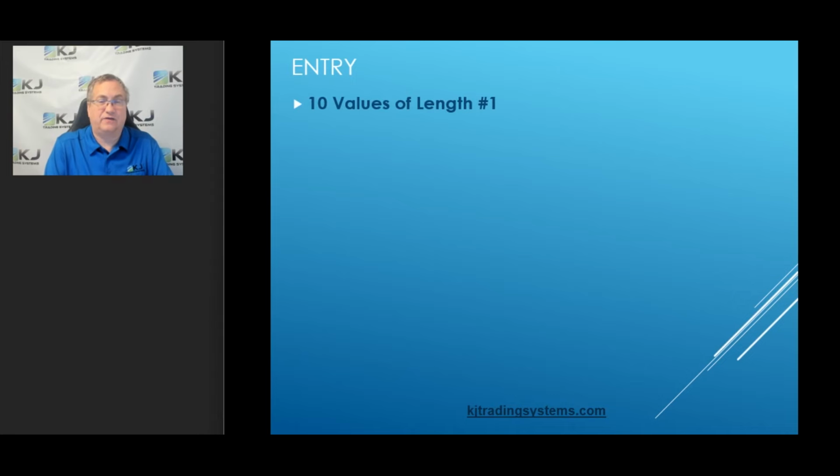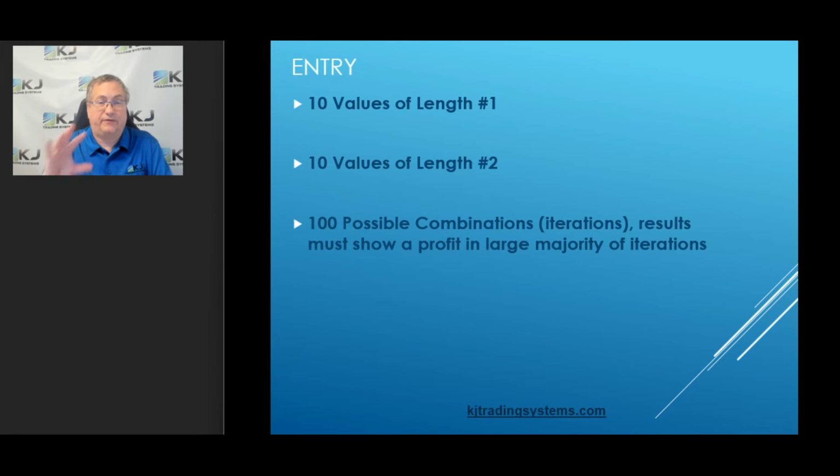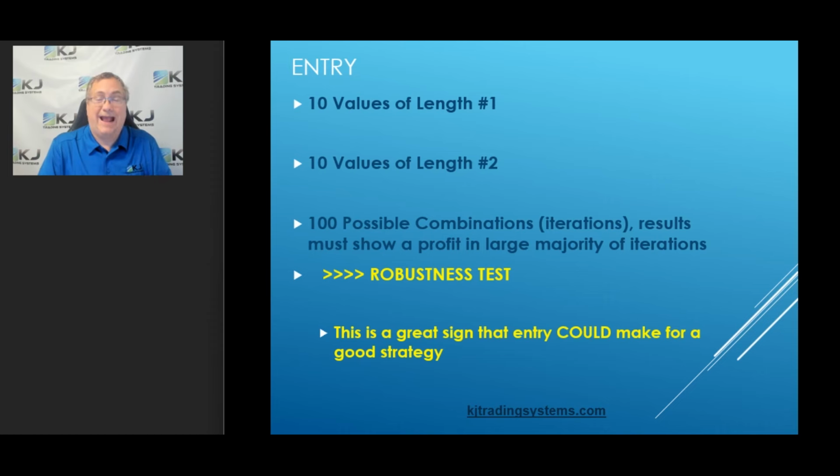So I used 10 values of length 1 and length number 2, which was input var1 and input var3. 100 possible combinations. So I did all the combinations of them. And if 5 of those 100 turn out to be profitable, this is probably not a good entry. But let's say 80 or 90 were good, then hey, that's good. That's kind of a robustness test that I run just to see. I want to see if things work over a big range of different values. And that's just a sign that this could be a good entry.